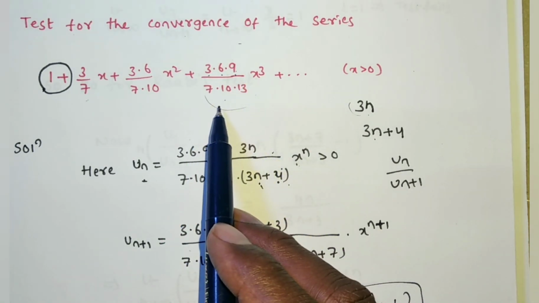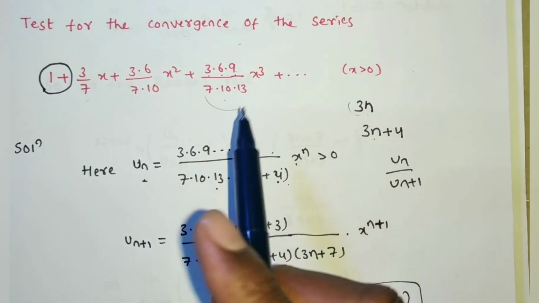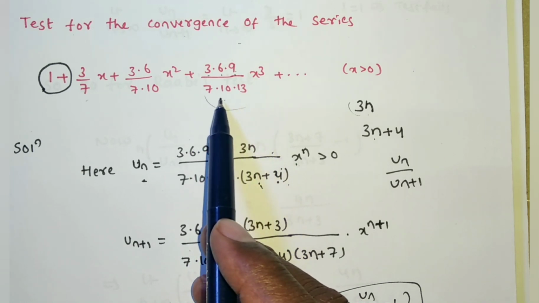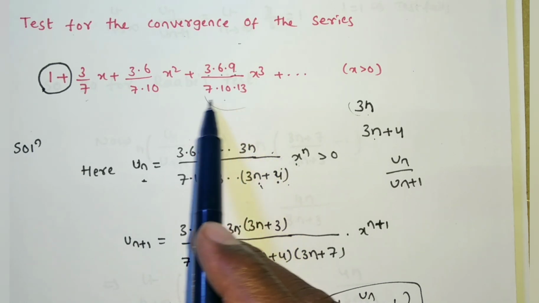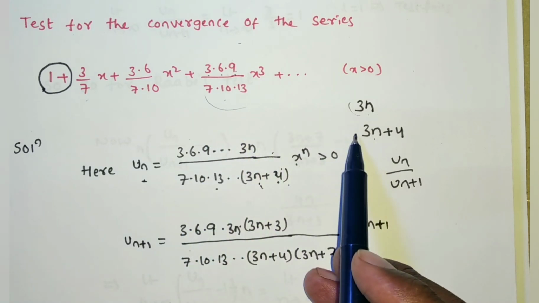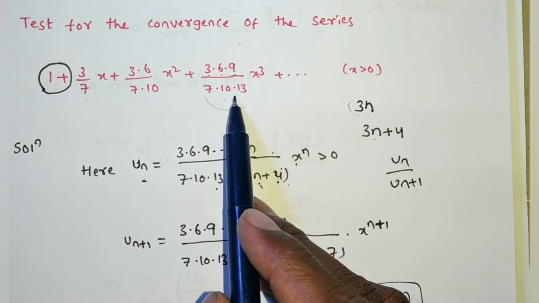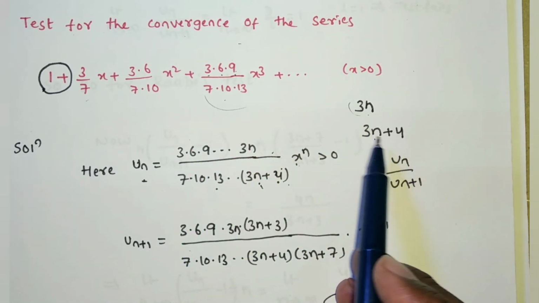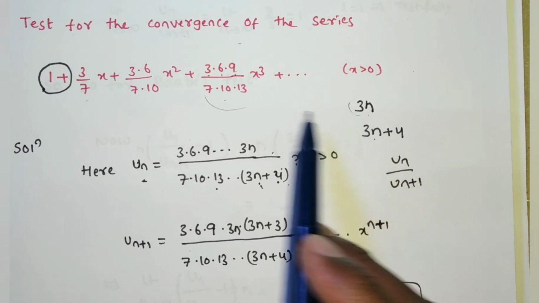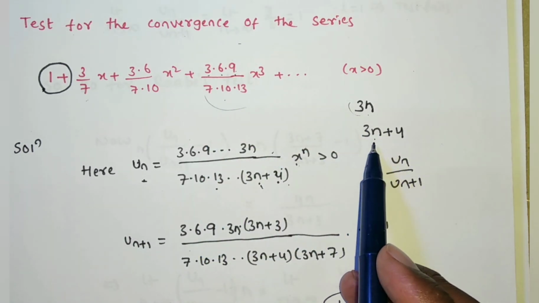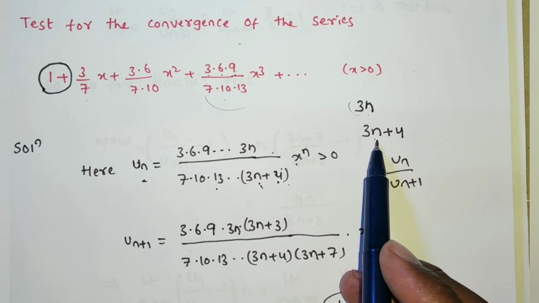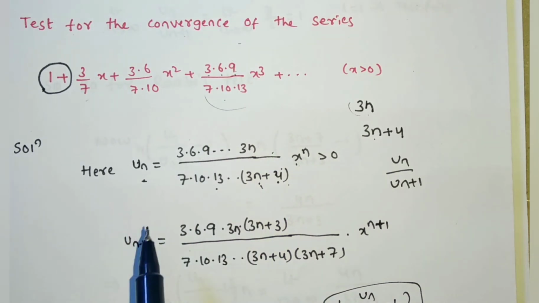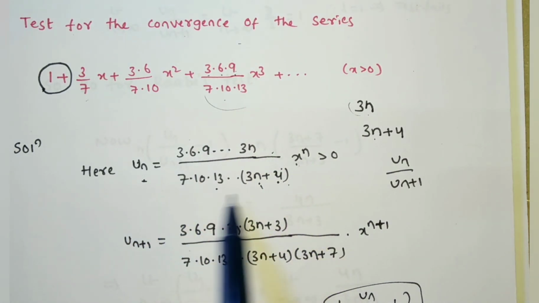Now coming to the denominator, you have 7, 10, 13. So the common difference here is 3. So you have to write again 3n. But here you see what is the first term here? 3. But here you have 7. So add 4 for this. Now check whether this is the nth term for the denominator or not. We have to verify. Put n is equal to 2: 3 into 2, 6, 6 plus 4, 10. n is equal to 3: 3 into 3, 9, 9 plus 4, 13. Yes. So this is our nth term.